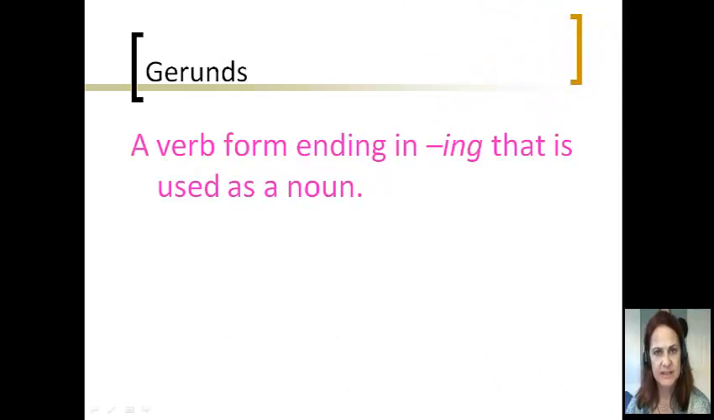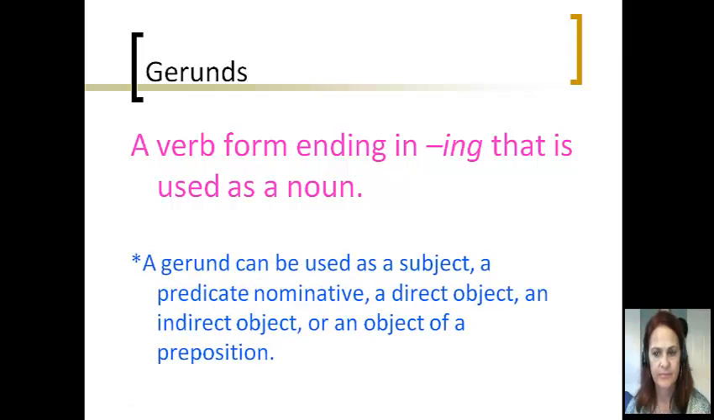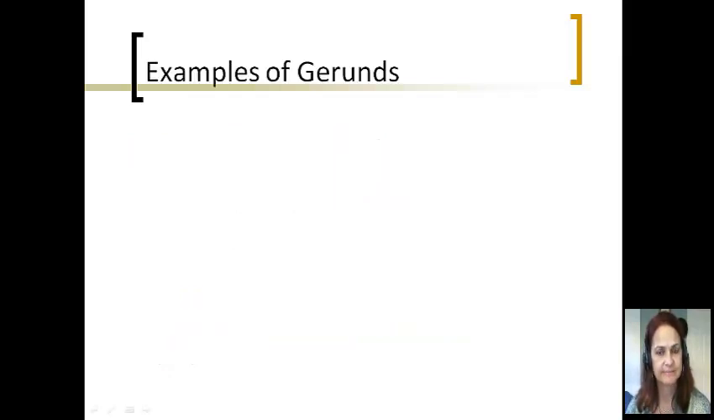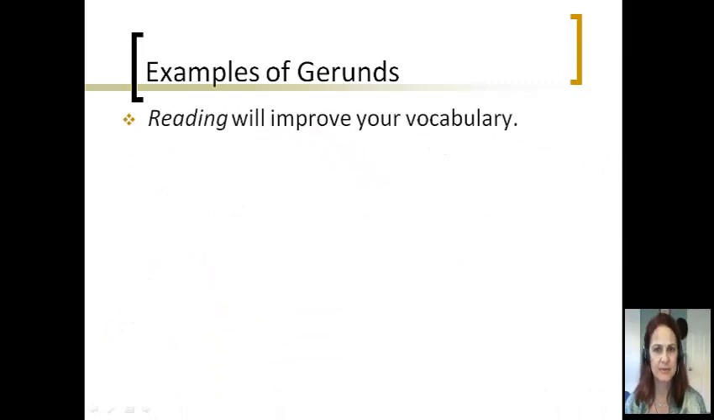Now a gerund is a verb form ending in ing that is used as a noun. A gerund can be a subject, a predicate nominative, a direct object, an indirect object, or an object of the preposition. So let's look at these examples.